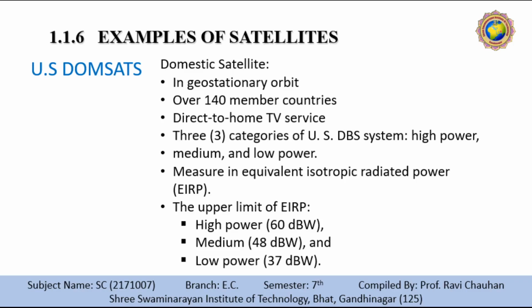Another example is US DOMSAT, or domestic satellite. It uses a geostationary orbit and has over 140 member countries. It provides direct-to-home TV services. It has three categories in the US DBS system: high power, medium power and low power. It is measured in equivalent isotropic radiated power, EIRP. The upper limits of EIRP are 60 dBW for high power, 48 dBW for medium power and 37 dBW for low power.